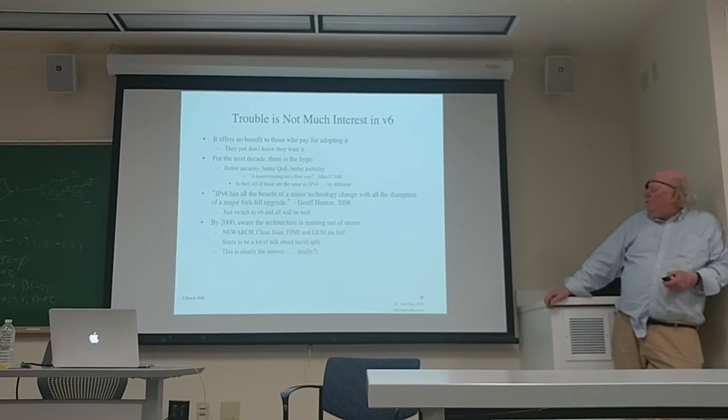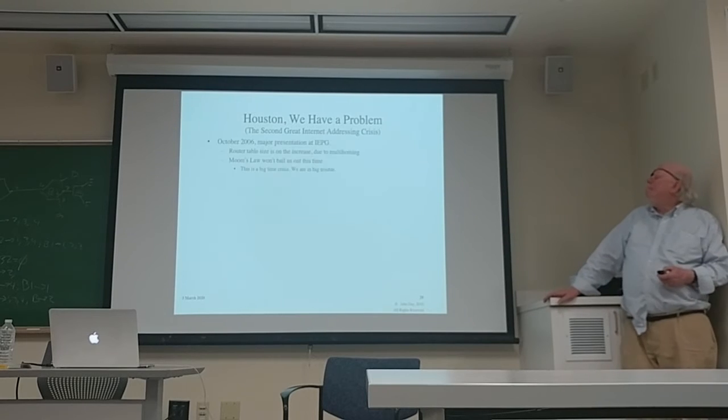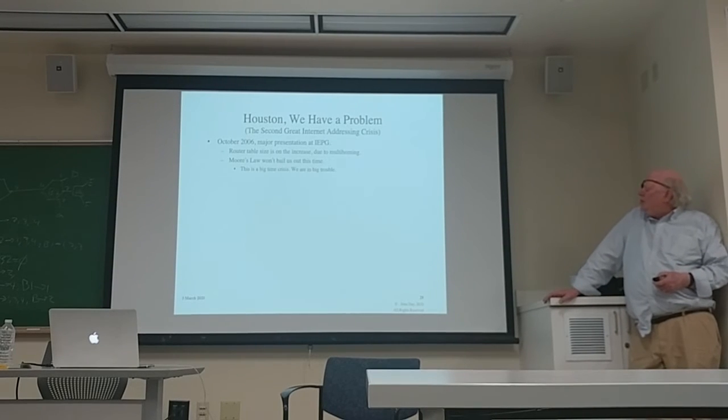By 2000, we're aware that the architecture is running out of steam. Houston, we've got a problem. October 2006, major presentation at the IEPG, the pre-meeting before the IETF. Router table size is on the increase again due to multi-homing. It's either combinatorial or exponential, we can't tell which. Who cares? At that rate, Moore's Law won't bail us out this time. This is a big time crisis. We're in big trouble.